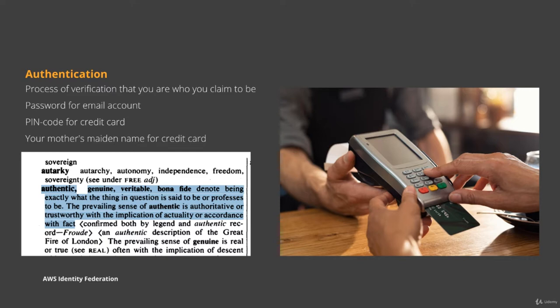When you make a call to a bank call center in order to troubleshoot your credit card, you are being asked for your mother's maiden name. This is also to verify that you are the owner of the card. You can easily remember this term by making a connection to the word authentic. Here is the dictionary definition of it. Authentication always comes as a first step.